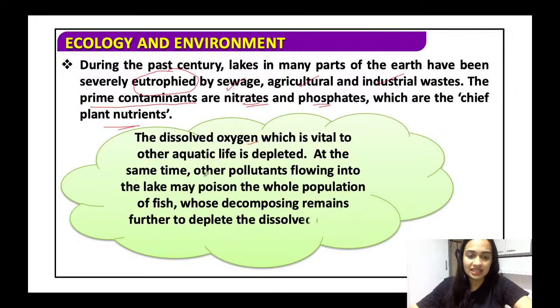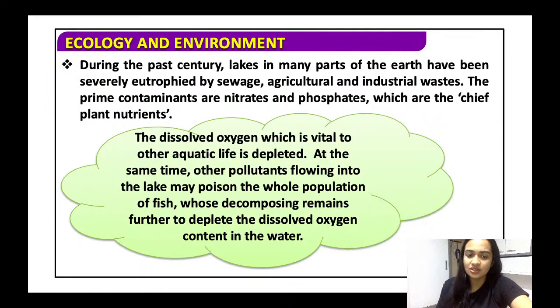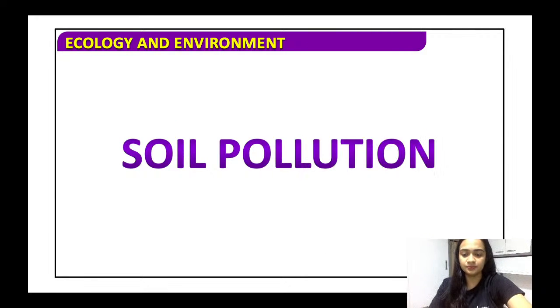So now at the same time other pollutants flowing into the lake may poison the whole population of fish whose decomposing remains further deplete the dissolved oxygen. तो अभी फिश तो इफेक्ट या कोई भी एक्वेटिक लाइफ तो इफेक्ट हो ही रही है एंड जो न्यू पोल्यूटेंट्स आ रहे हैं उनको ज्यादा पॉइजन करेंगे एंड दे विल लीड टू डेथ. एंड एक्वेटिक लाइफ की डेथ हुई तो क्या हो रहा है और ऑर्गेनिक मैटर जनरेट हो रहा है. So this is the entire process.